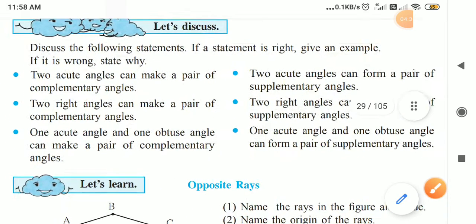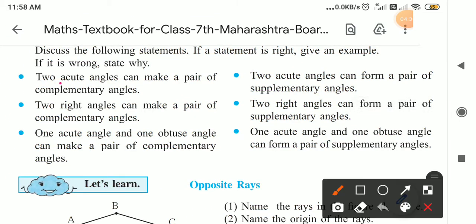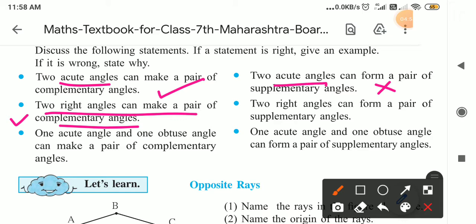Now let us discuss the second point. Here we discuss whether two acute angles form complementary angles or supplementary angles. So two acute angles forming a complementary pair is a correct statement and the other statement is the wrong one. Now the second: two right angles can make a pair of complementary angles. Two right angles.